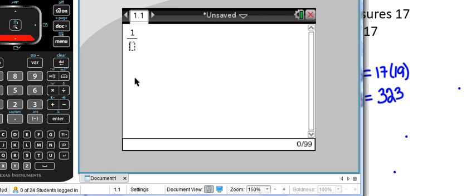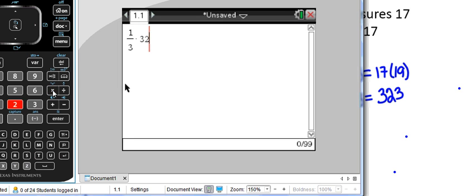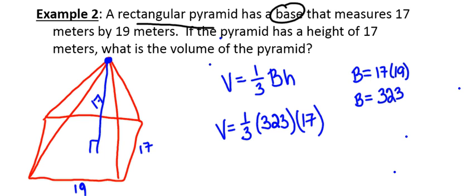So I want to multiply the fraction 1/3 times 323 times 17. And then I'm going to hit the enter button. So I end up with 5,491 over 3. And this is going to feel a little bit uncomfortable to some people because they don't like fractions, but that is our answer. That is our volume for this rectangular pyramid. So 5,491 divided by 3 cubic meters.